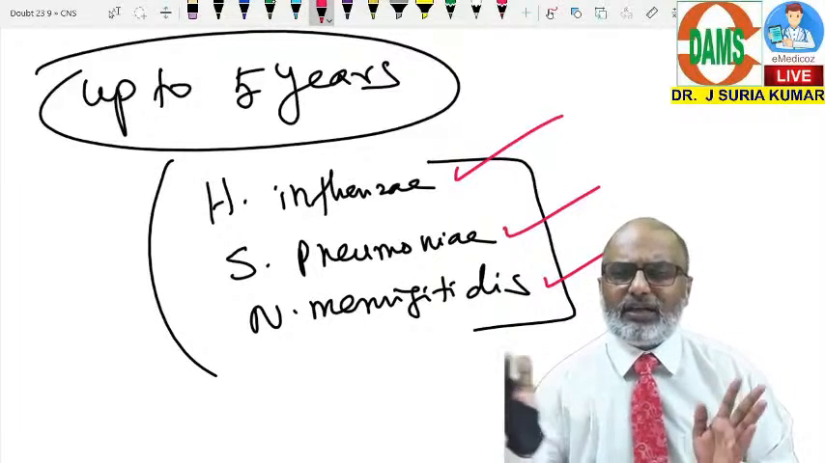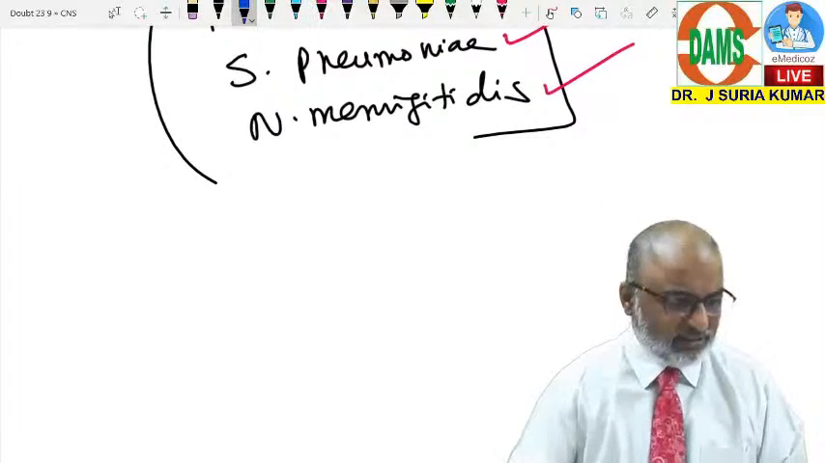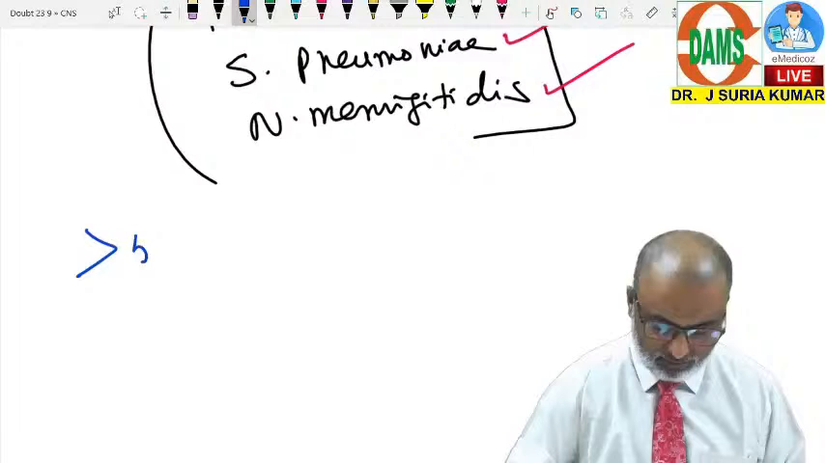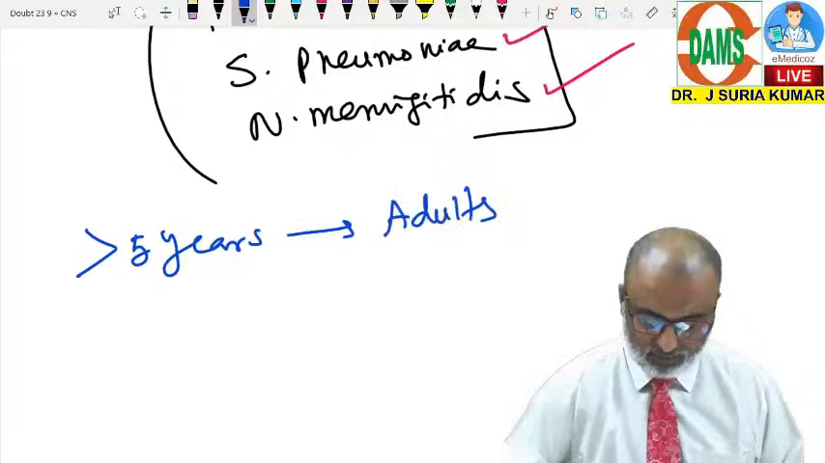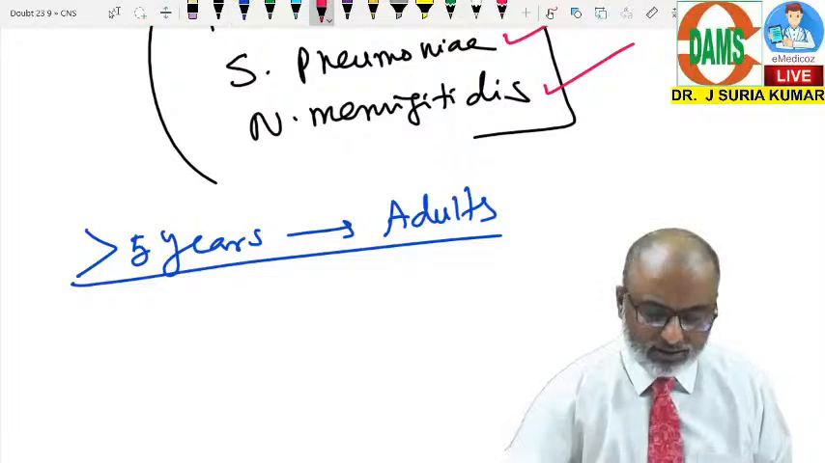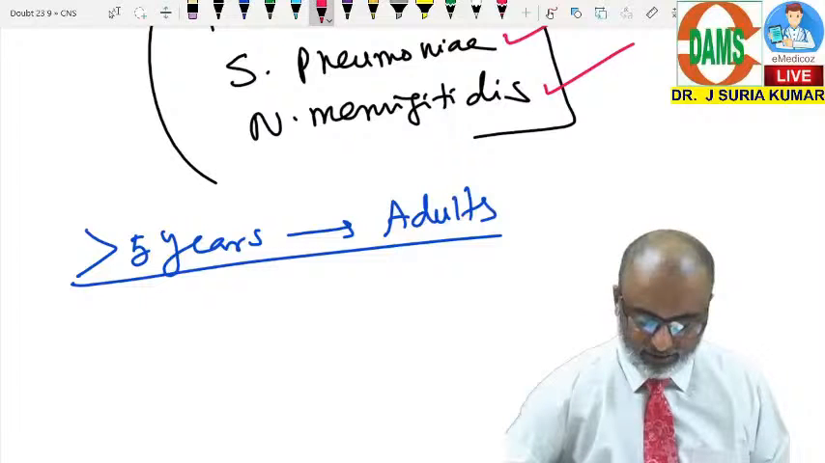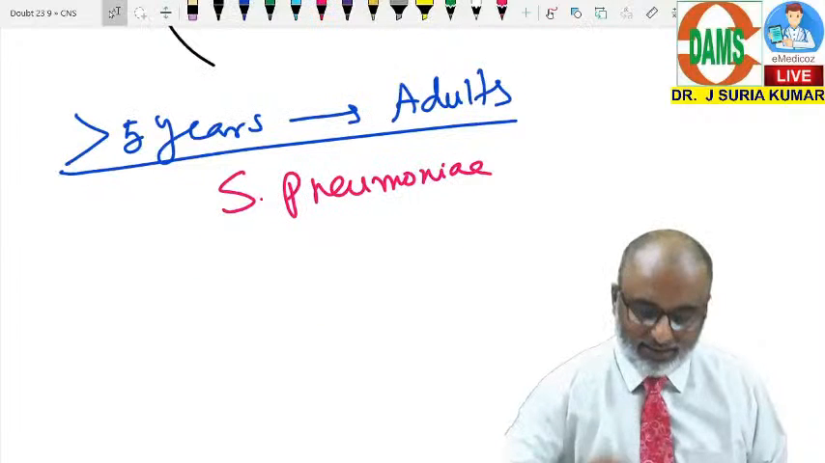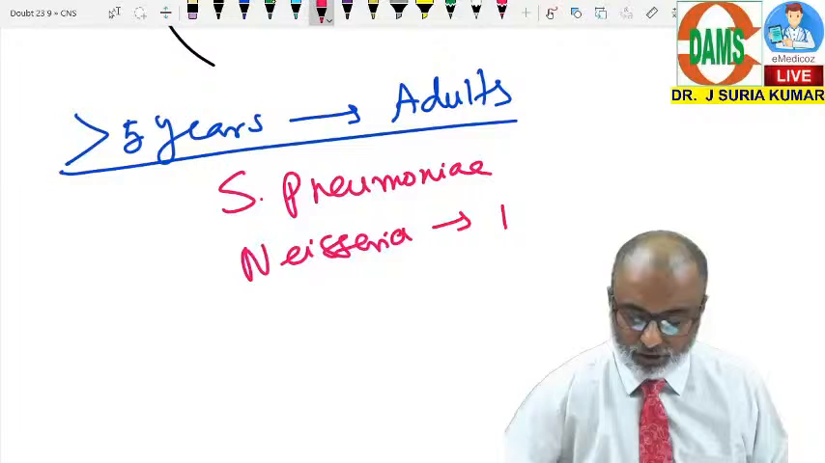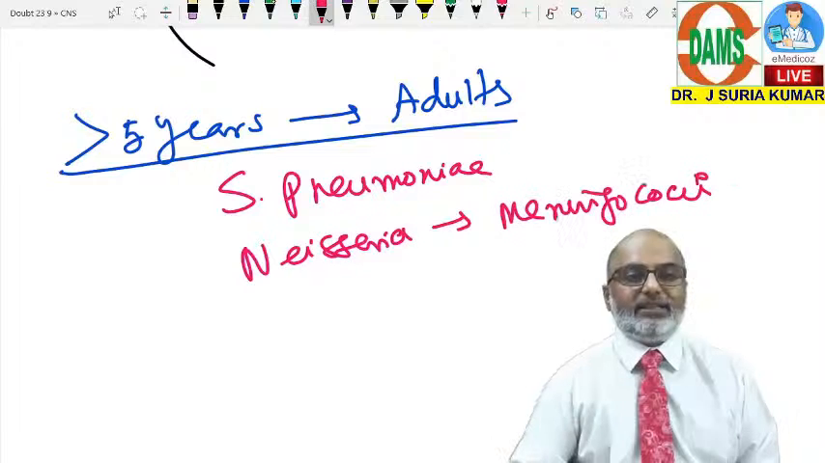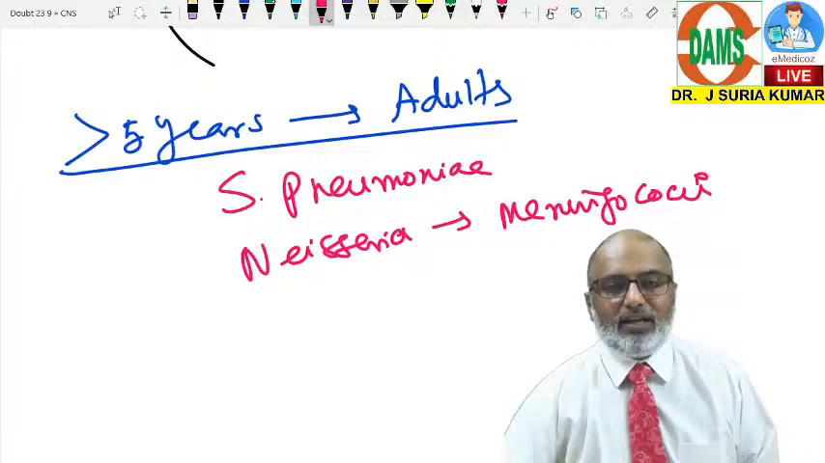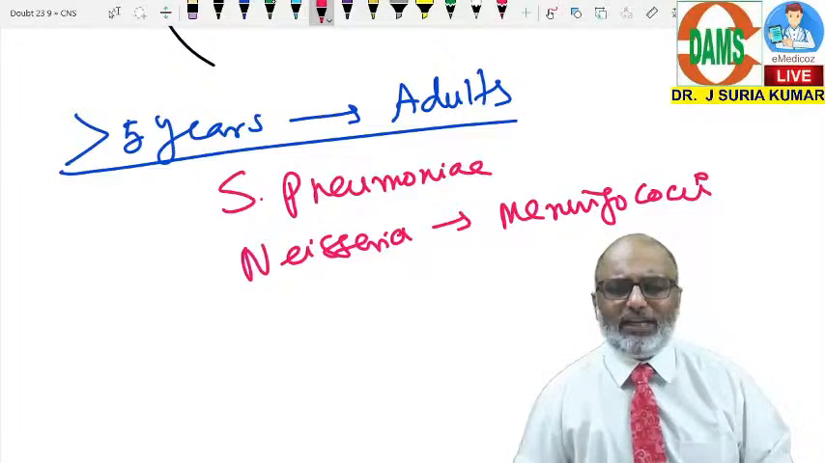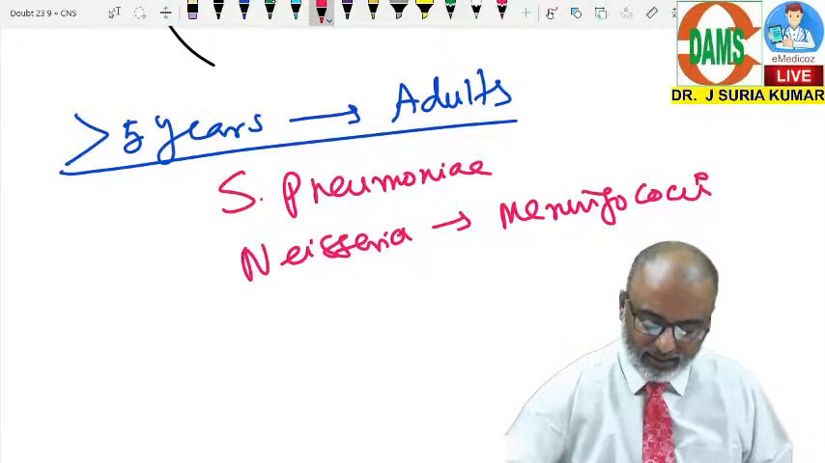Then above 5 years and adults up to 60 years. That means adolescents and adults, more than 5 years to adults. You can take up to 55 years. The most common is Streptococcus pneumoniae. See, the order is changing here. Next is Neisseria meningitidis, we call it meningococci. Neisseria is a gram-negative diplococci, commonly seen in overcrowding and poor hygiene, and then Haemophilus influenzae.